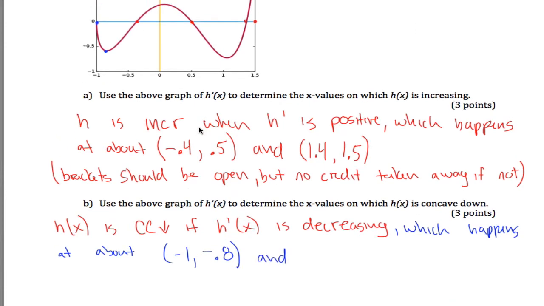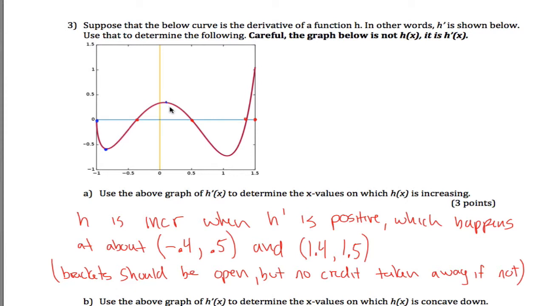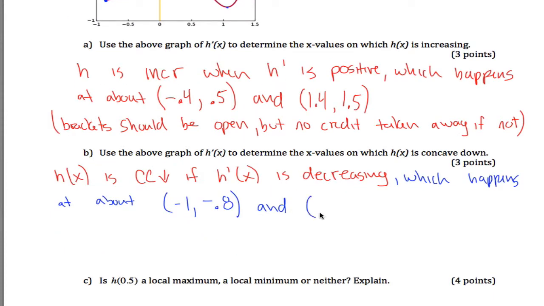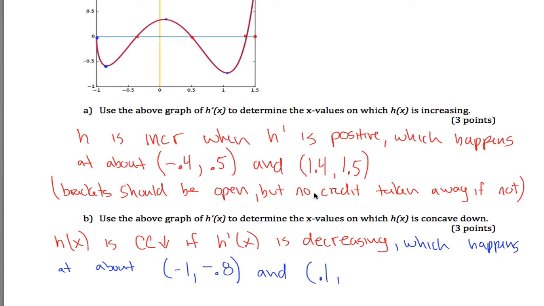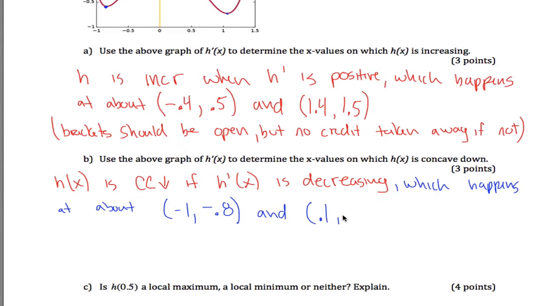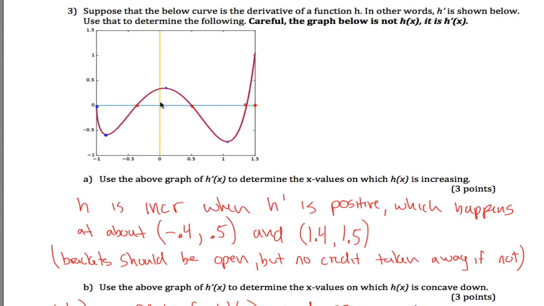Where else is this thing decreasing? Where else is this going down? Well, from here to about there. So what is that? 0.1 maybe? All the way up to, I guess, a little bit bigger than 1.1. If you put 1 there, that's fine. I don't care. So a function is concave down if its second derivative is negative. Its second derivative is negative if its first derivative is decreasing. Its first derivative, which is given to you right here, is decreasing over here and then again over there.